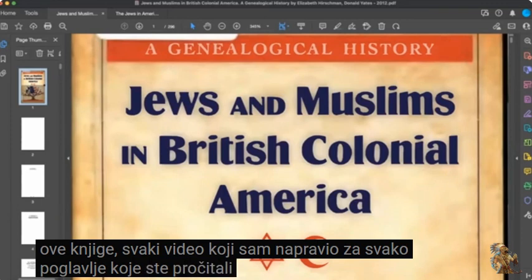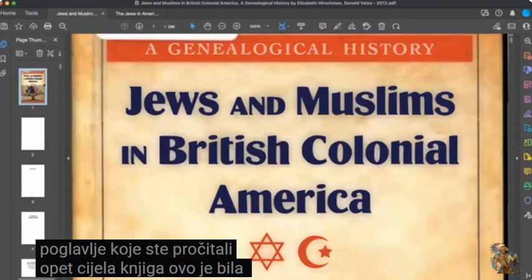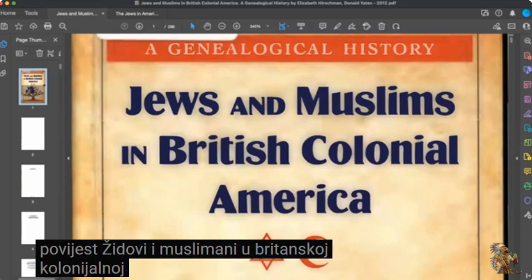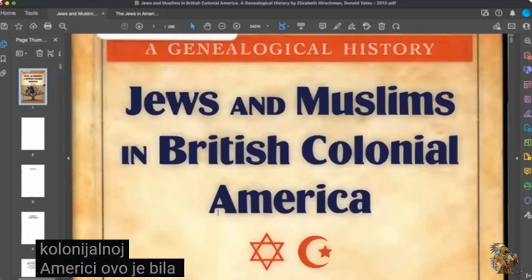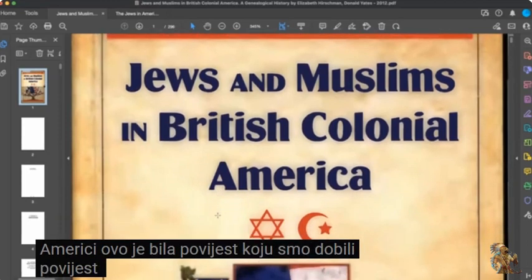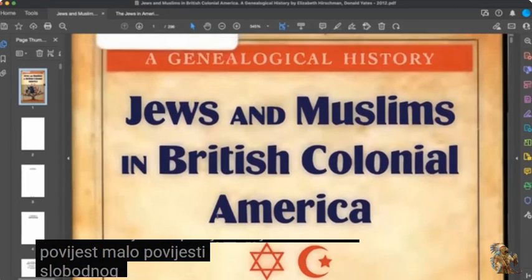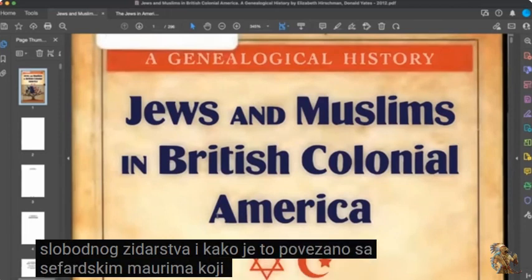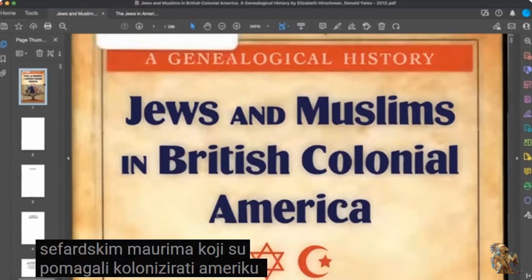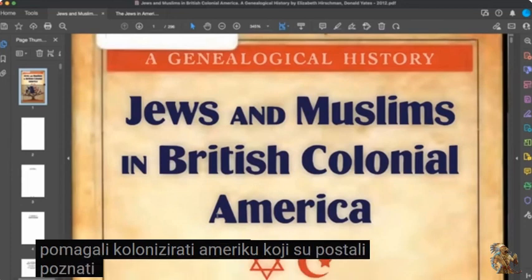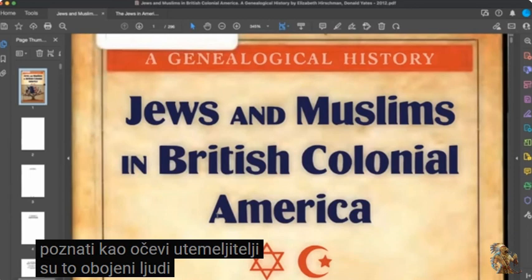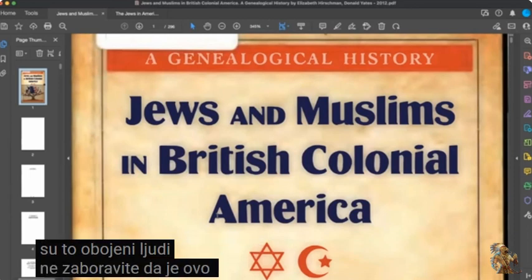Again, this was a genealogical history, Jews and Muslims in British colonial America. We got the history, a little bit of the history of Freemasonry and how that connected to the Sephardic Moorish people who were helping colonize America, who became known as founding fathers. Right? These are people of color. Don't forget. This was a very deep book.